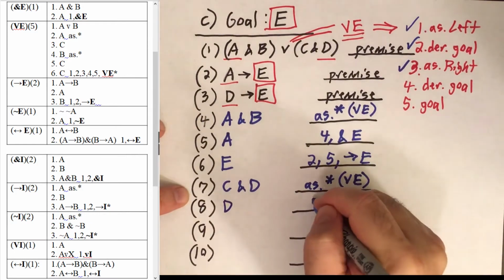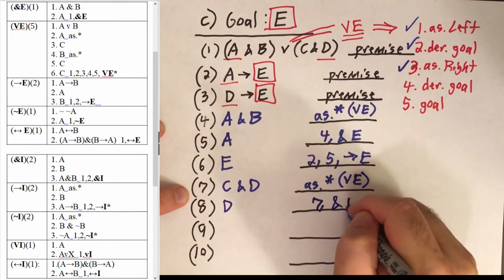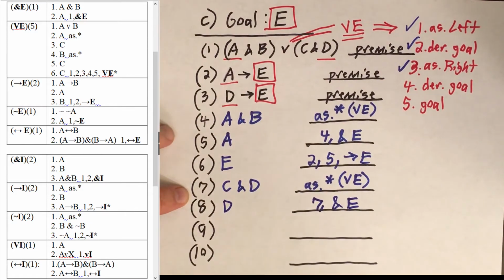I can get D because the AND in 7 is true, and I use the AND elimination rule. Again, make sure you're giving enough justification and you're giving the right lines. That line just requires the AND that was taken apart, line 7. So now I have D.